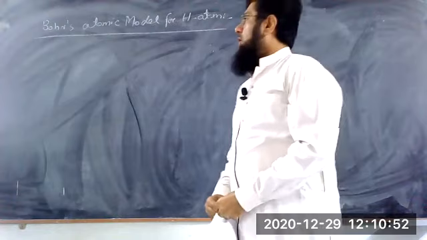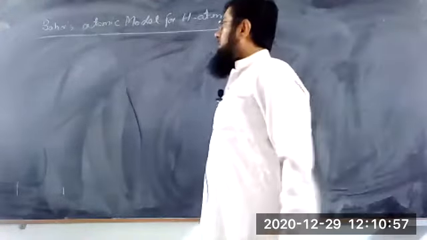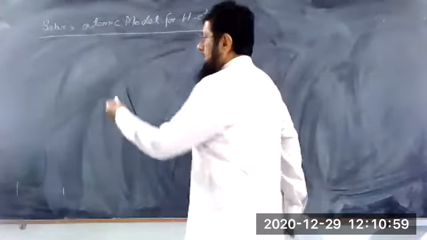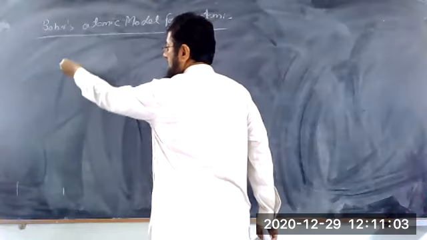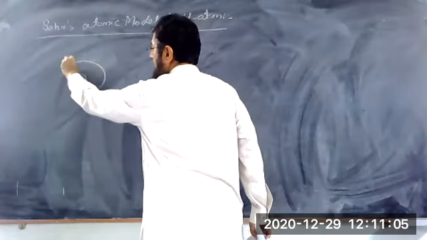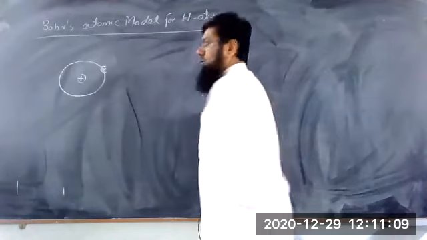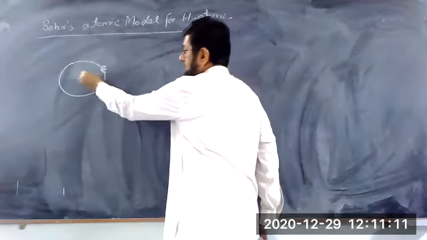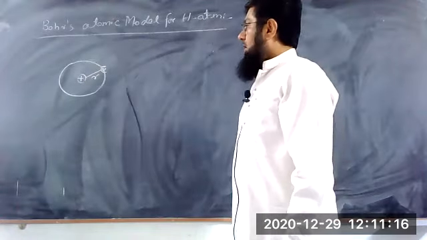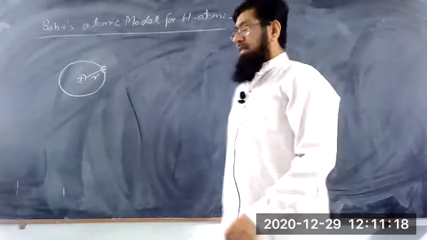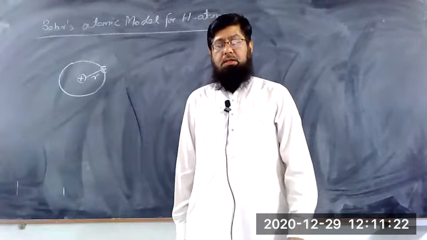So you know that the hydrogen atom is the simplest atom, which has a central part, the nucleus, which has only one proton, and the electron is revolving around the nucleus in a fixed orbit, and the distance between them is r. Now at this stage you are very much familiar with the quantum states.